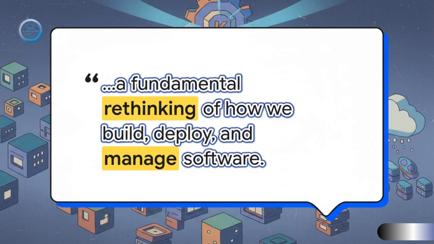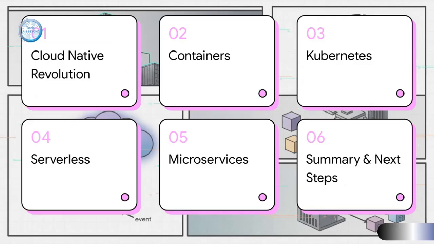We're going to be exploring the trifecta of modern development: containers, Kubernetes, and serverless, all driven by this powerful philosophy of microservices. So here's our roadmap for today. We'll start with the cloud-native revolution. Then we'll dive deep into containers, Kubernetes, serverless, and finally, we'll talk about the microservices architecture that really ties them all together. Let's jump in.